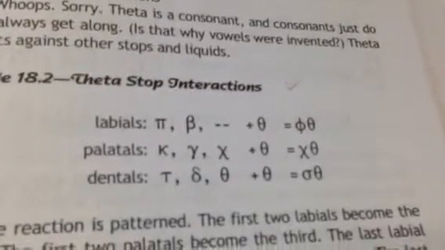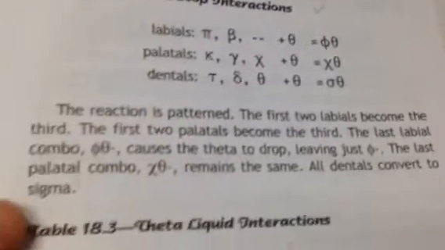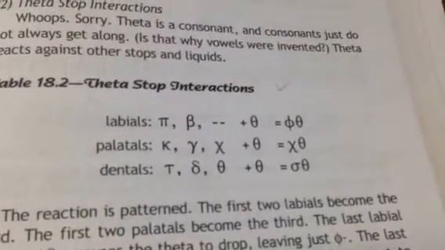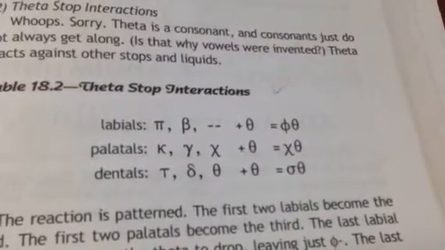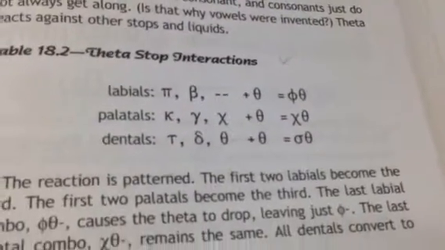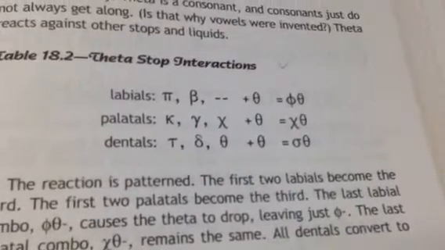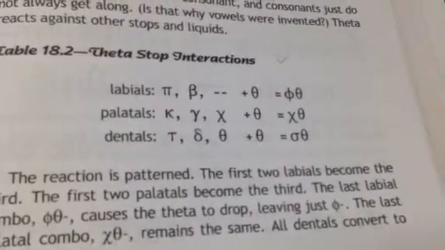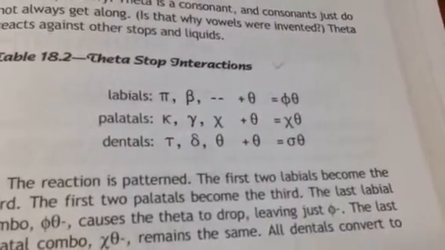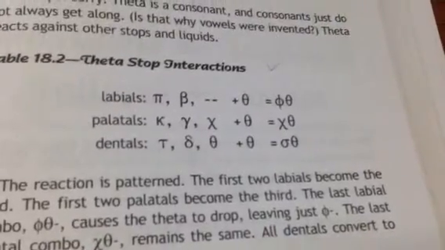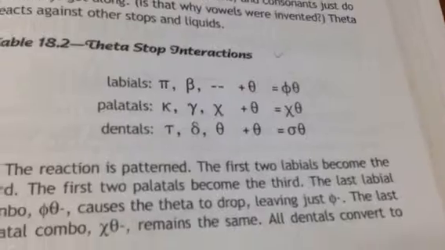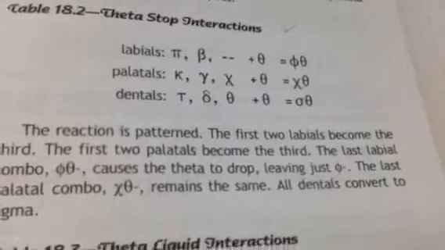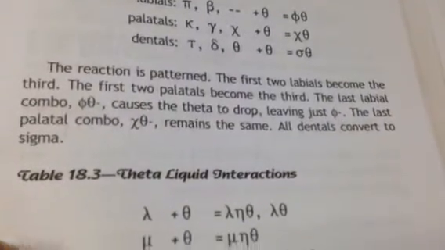So notice that the reaction, as Stephen says, is patterned. The first two labials, pi and beta, become the third. So whenever you have a pi or a beta right before your theta eta, you see that it becomes the phi. Then your palatals, your kappa, your gamma, and your chi. Here you add your theta to that, it also becomes the third one, and same for your dentals, it resorts to the third one. In this case it will resolve to a sigma. So all dentals convert to that sigma.